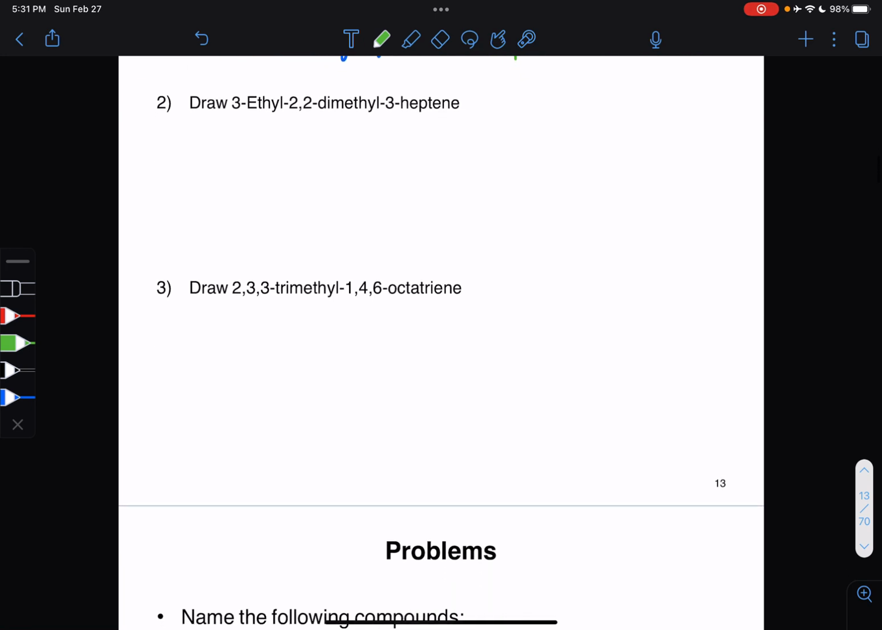We always love drawing. All right, so let's go ahead and draw 3-ethyl-2,2-dimethyl-3-heptene. So we've got a 7-carbon chain because we've got hept. So let's go ahead and draw it in line bond form because that's my favorite because you don't have to worry about the hydrogens. I just have to assume you know how many hydrogens are on each carbon when I go to grade your papers.